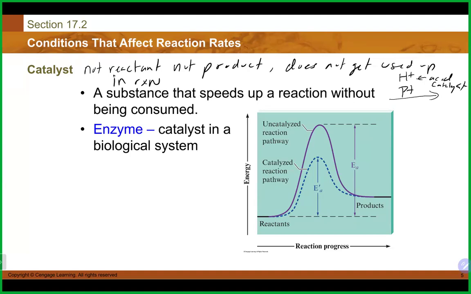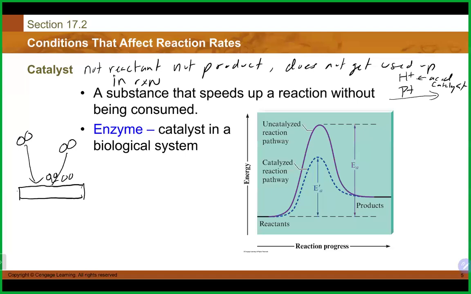Now, that could be something as simple as a piece of metal like platinum. Let's just say we had some gas molecules flying around looking to react. These gas molecules would find themselves perhaps attracted to the metal. What that's then going to do is put these gas molecules very close to one another and sort of facilitate the reaction beginning.